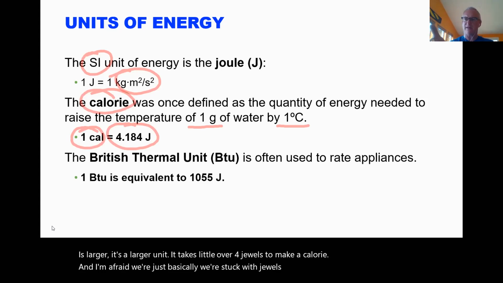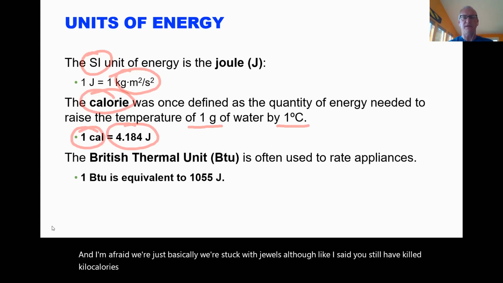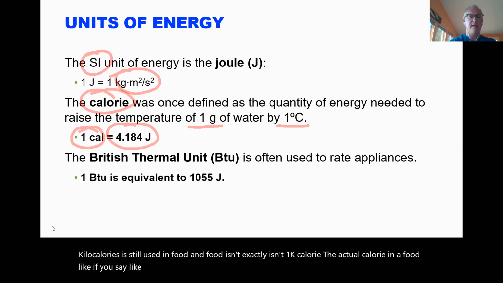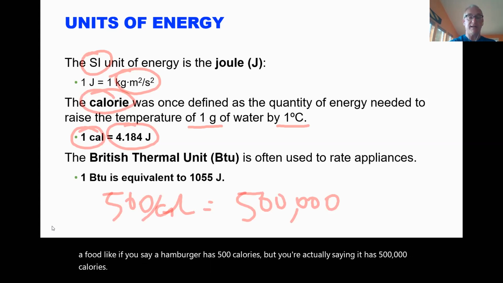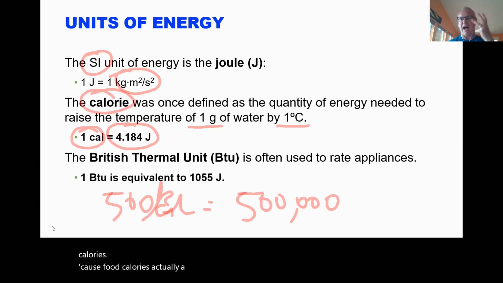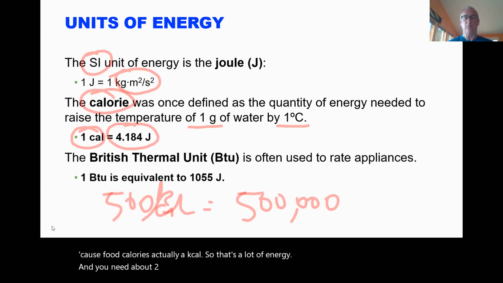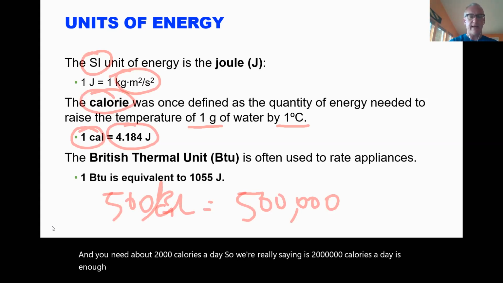Although, like I said, kilocalories are still used in food. And food isn't 1 calorie. If you say a hamburger has 500 calories, you're actually saying it has 500,000 calories, because a food calorie is actually a kilocalorie. So that's a lot of energy. You need about 2,000 calories a day, so what we're really saying is 2 million calories a day is enough to power you through your day.